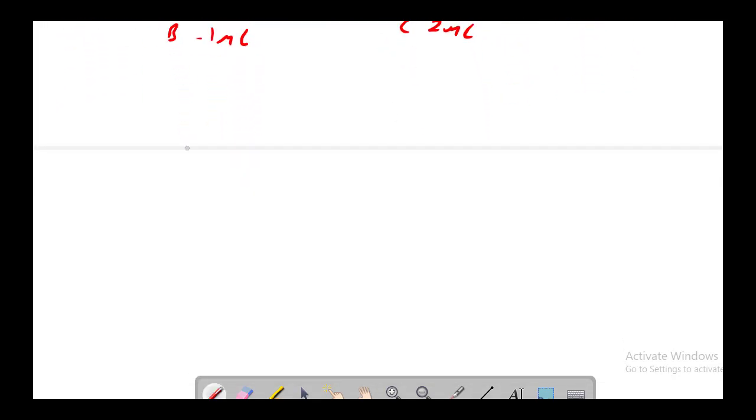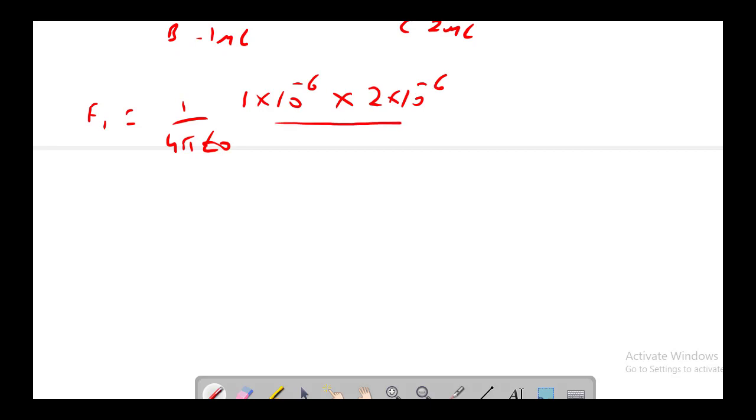So F1 is 1 upon 4 pi epsilon 0 Q1 Q2. Q1 is 1 microcoulomb, so 1 into 10 to the minus 6, into Q2, which is 2 into 10 to the minus 6, upon the distance between them, which is 10 centimeters. We need to convert to meters, so 10 to the minus 2, the whole square. Now we need to calculate this.